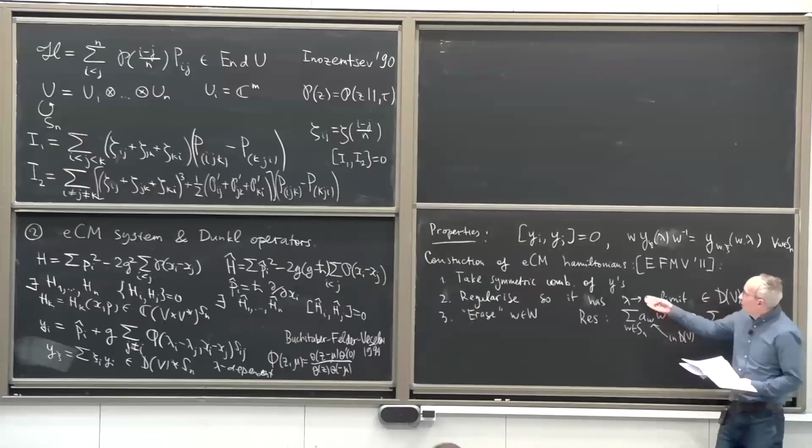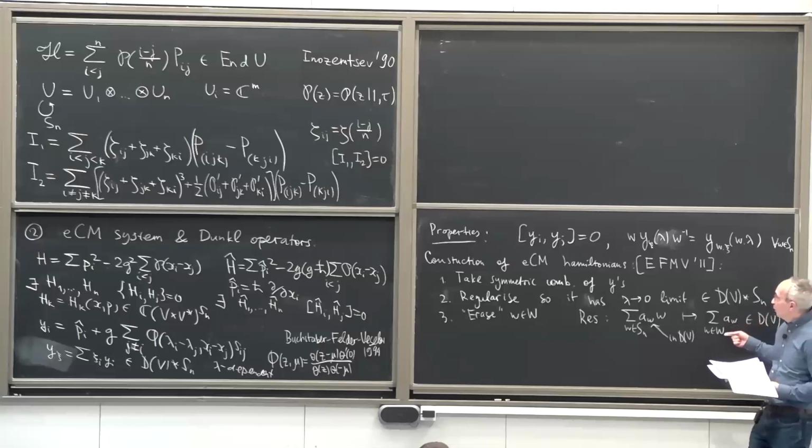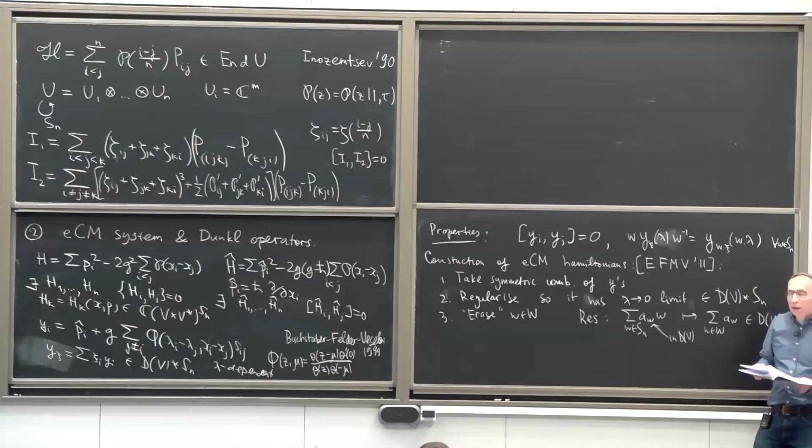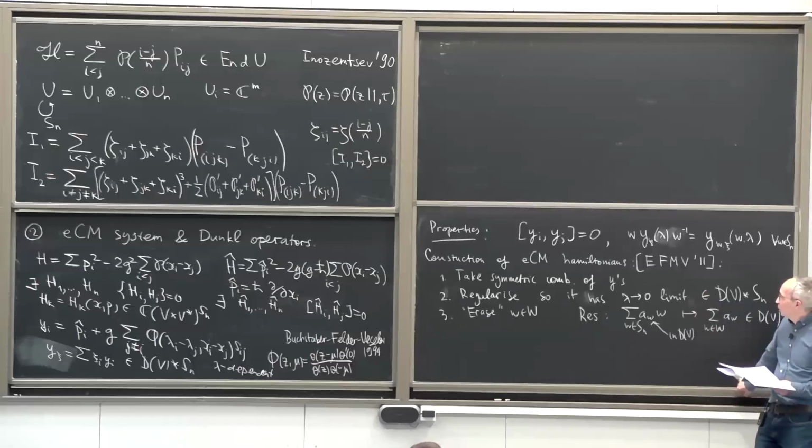And so if you do that for all possible symmetric combinations, for example, elementary symmetric functions of y's, then this will produce a complete set of differential operators, which will commute automatically because they were produced from commuting quantities y's. And yeah, so the main work is to explain how do you regularize.